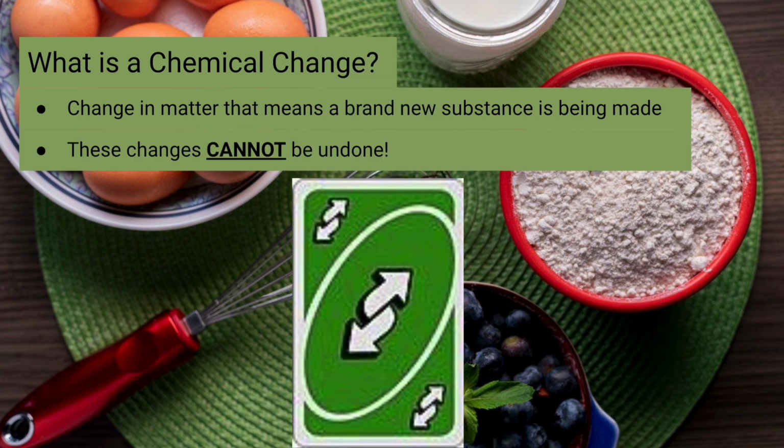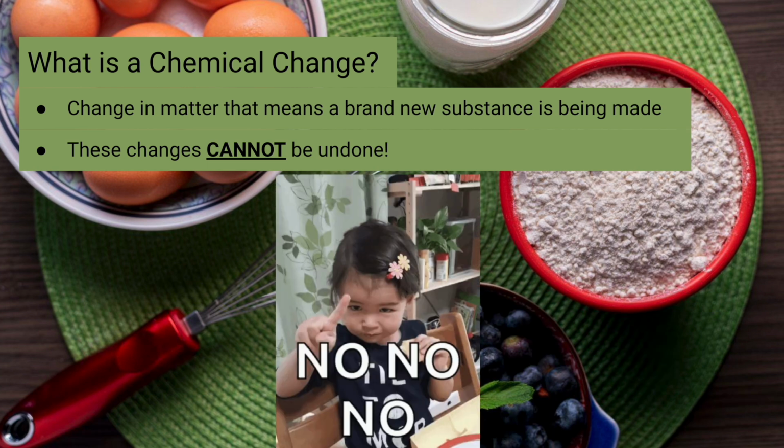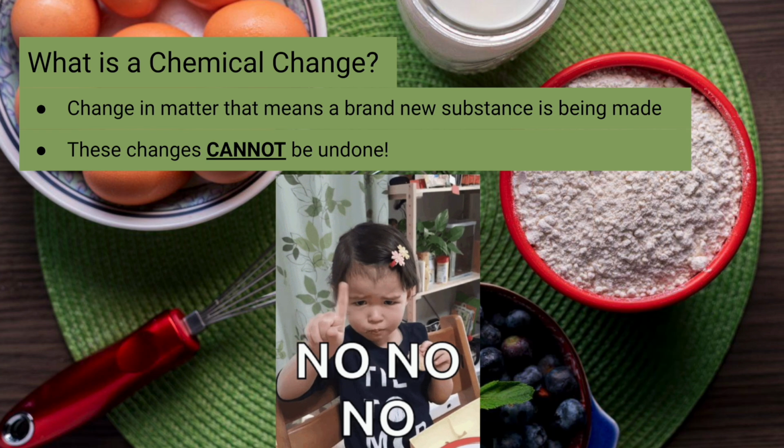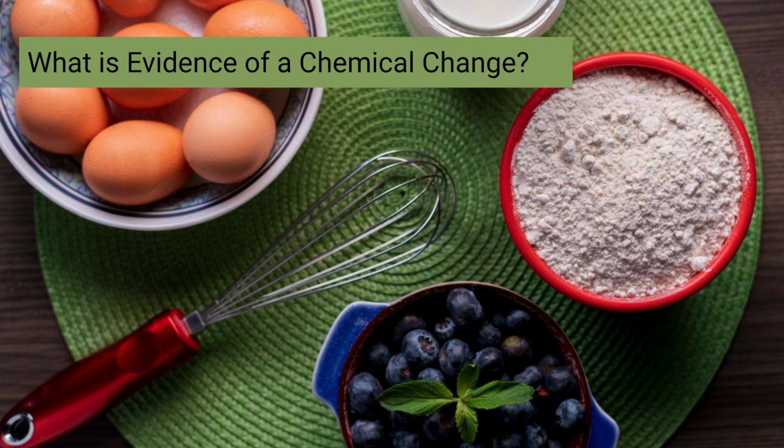So you try to throw that Uno reverse card, I say no. The reason why is because it's significantly harder to undo these changes. It's basically near impossible. So what is evidence of a chemical change? There's actually quite a bit.